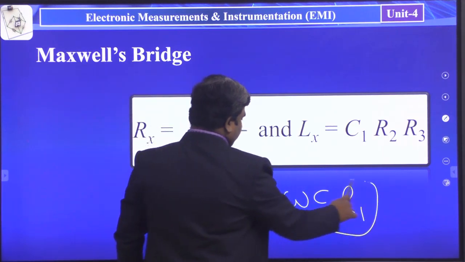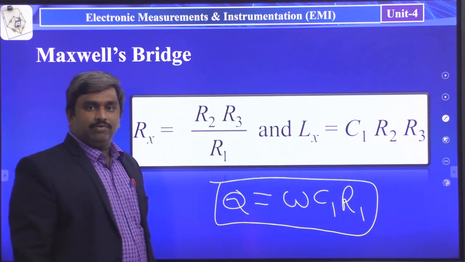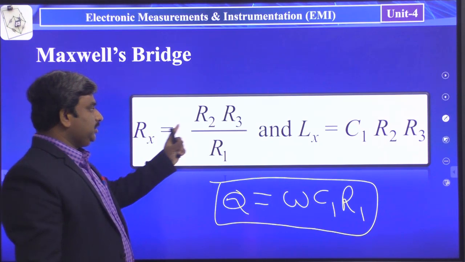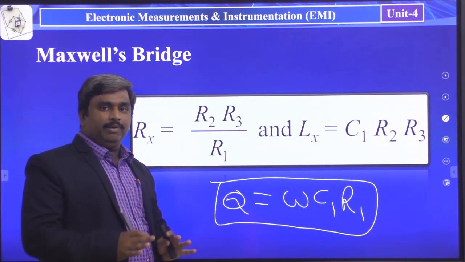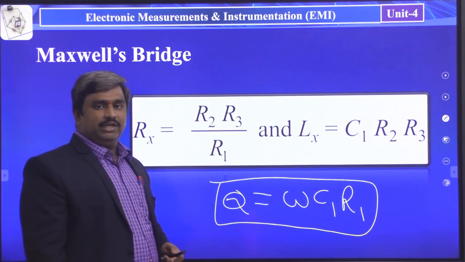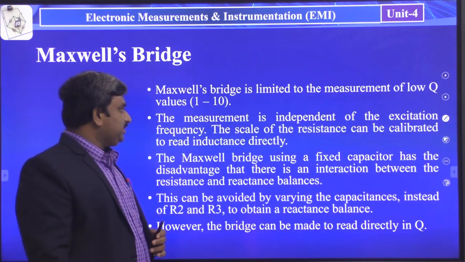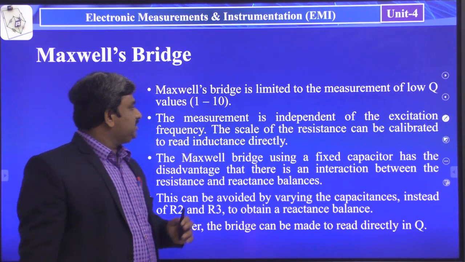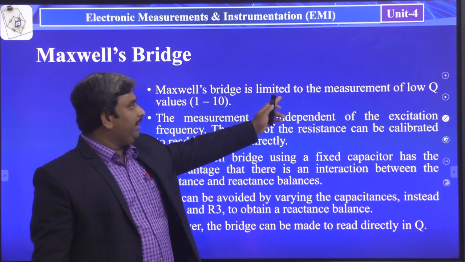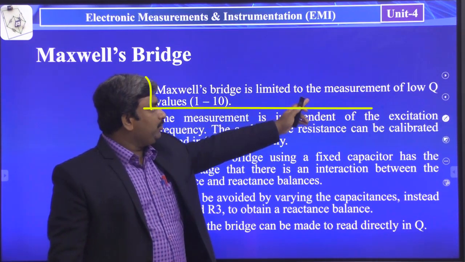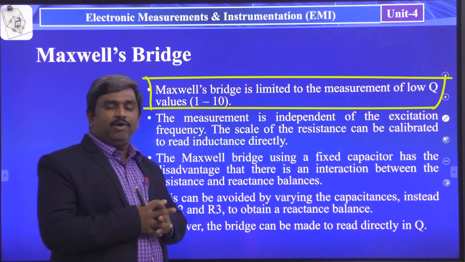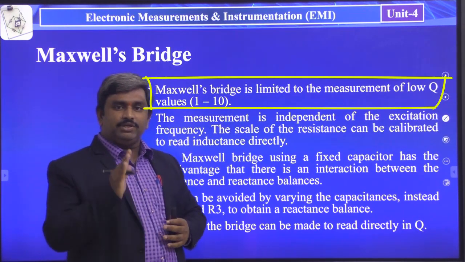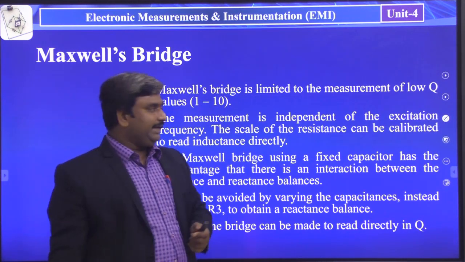So this is one more expression we got. Rx, Lx, Q: these three equations we have to remember from the Maxwell's bridge. Maxwell's bridge is limited to the measurement of low Q values from 1 to 10. Actually, with the help of Maxwell's bridge, we can measure Q values in the range of 1 to 10.